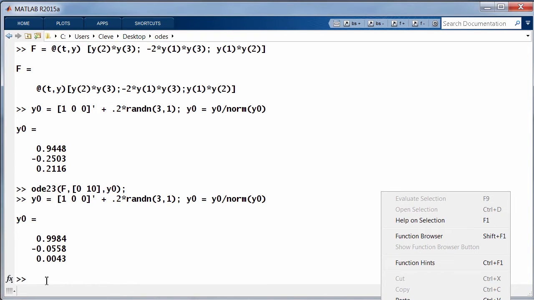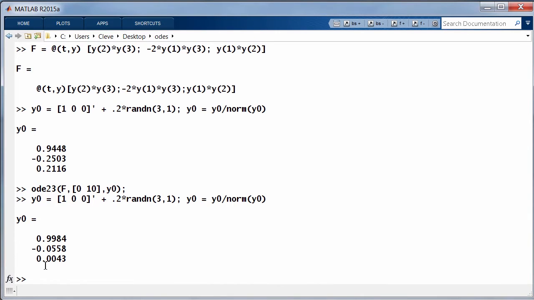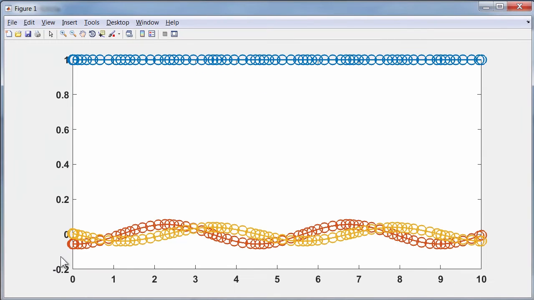Here it is again. Now the other 2 components are really small, and when we integrate that, the blue component stays flat near 1, and the other 2 hardly move at all.